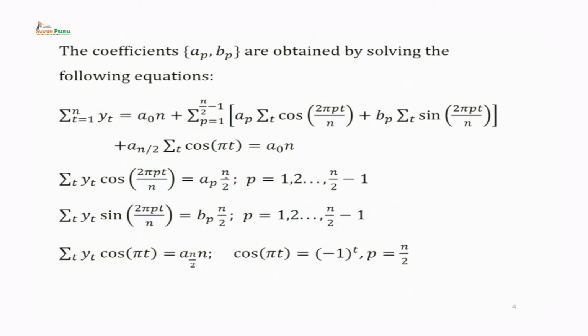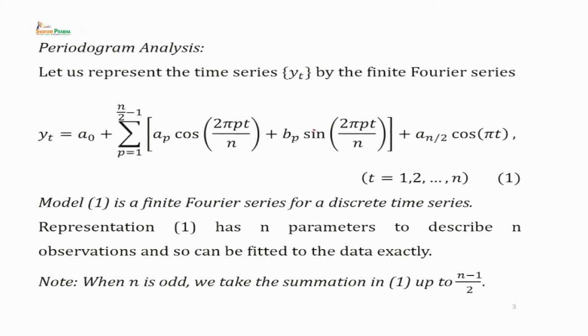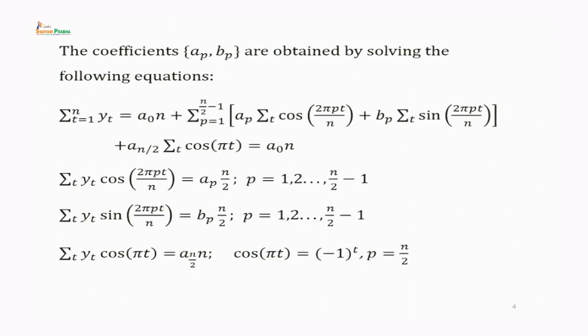So, you write a p n minus 2 here, and then next term you get summation over t cos 2 pi p t by n summation sin 2 pi p t by n, which is equal to 0. Then summation over t cos 2 pi p t by n cos pi t is also equal to 0. So, finally, you get for p equal to 1 to n by 2 minus 1, summation t y t cos 2 pi p t by n equal to a p n by 2.